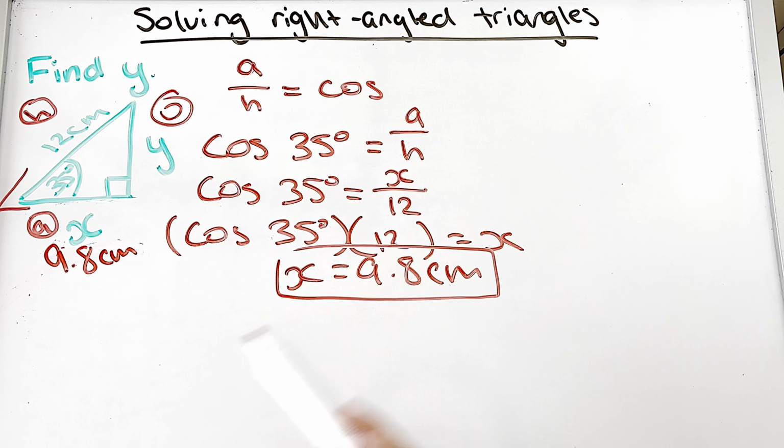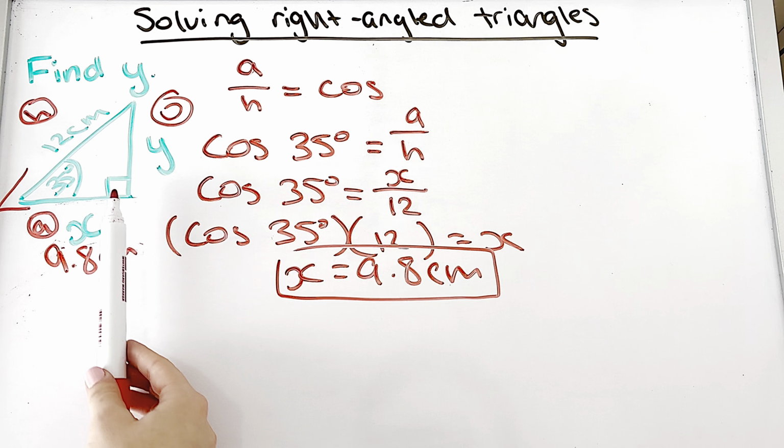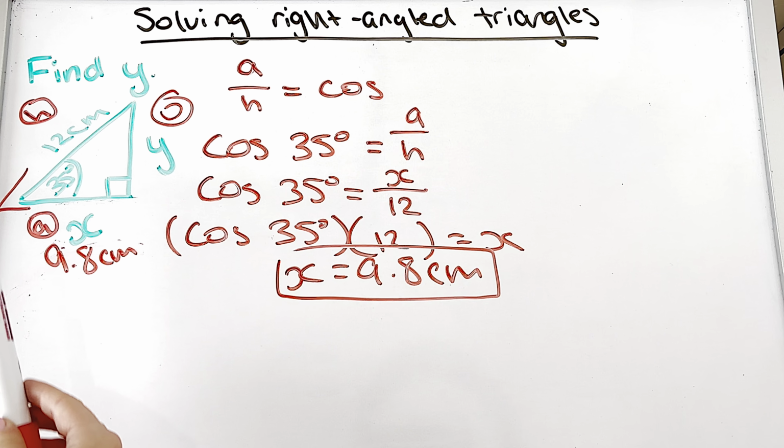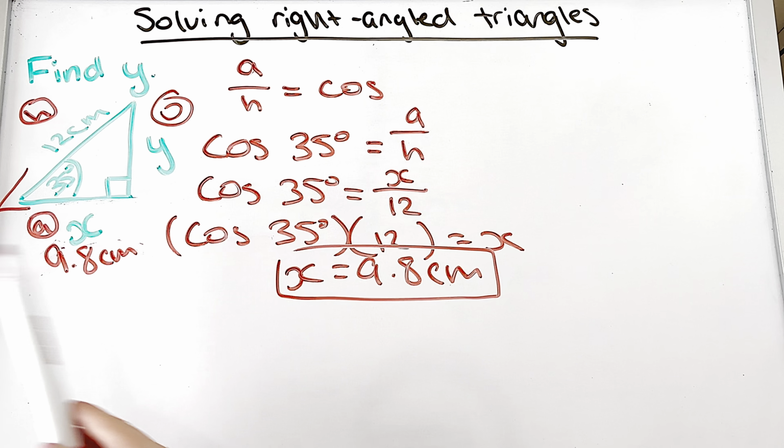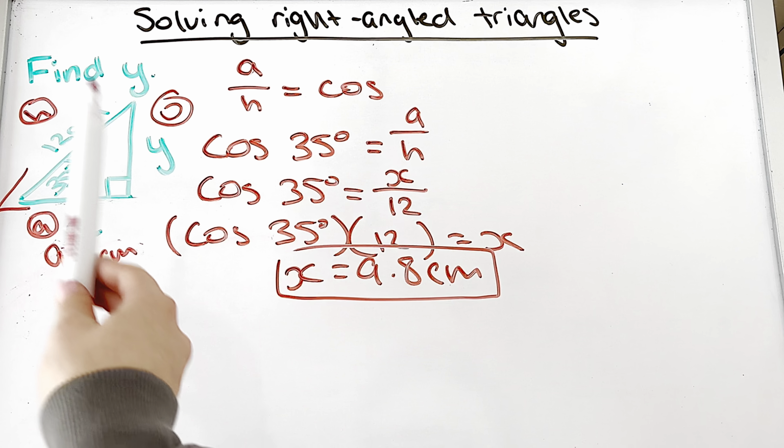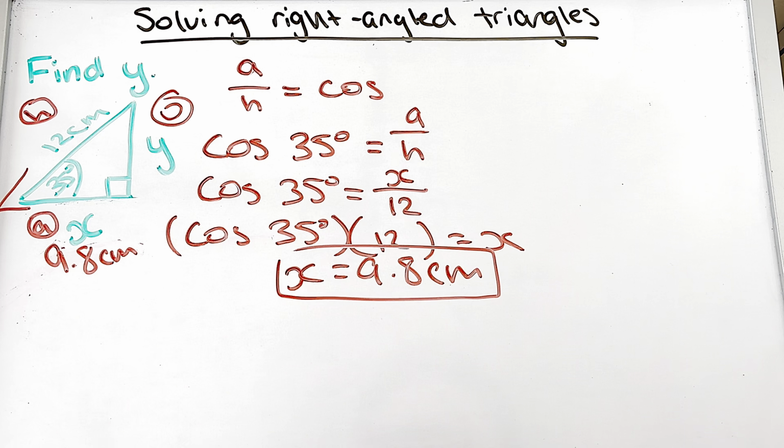And we couldn't have used sine, cos, and tan to solve for y directly, because y is irrelevant to this angle. Do you know what I mean? It's completely opposite to it. We have one unknown side in this case, and we have to find y. So what would we do? Well, Pythagoras. We have two known sides, 9.8 and 12. We have one unknown side, which is y, and we simply solve for it.